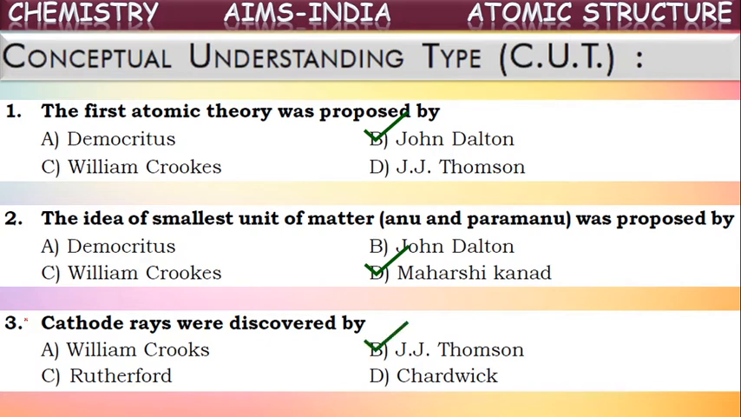Here one more point we have to remember: the discharge tube experiment was first done by William Crookes, but the discovery of electrons, or cathode rays, was done by J.J. Thomson. We know these electrons were earlier called cathode rays because they are produced and transferred from the cathode side to the anode side in the discharge tube. Nowadays we call them electrons. The name electron was given by G.J. Stoney. So the discovery of cathode rays was done by J.J. Thomson.